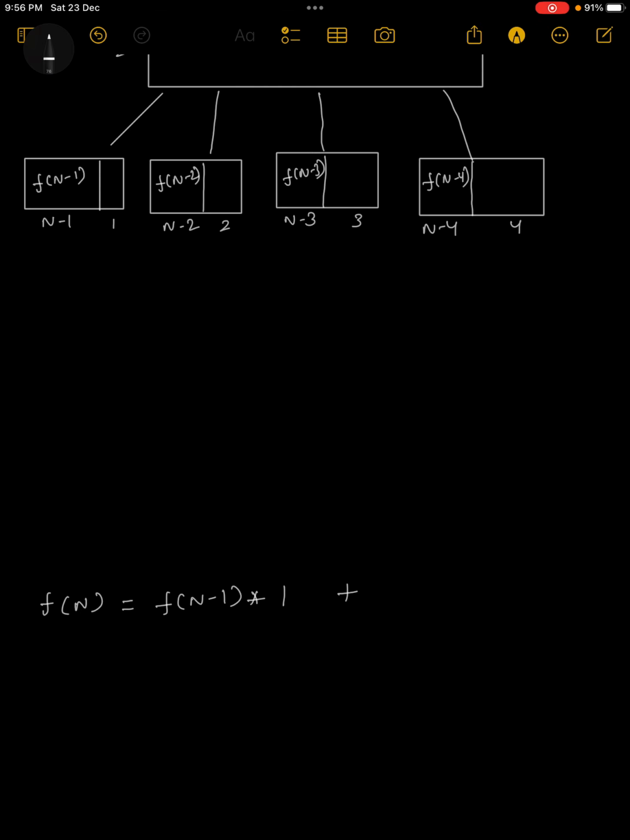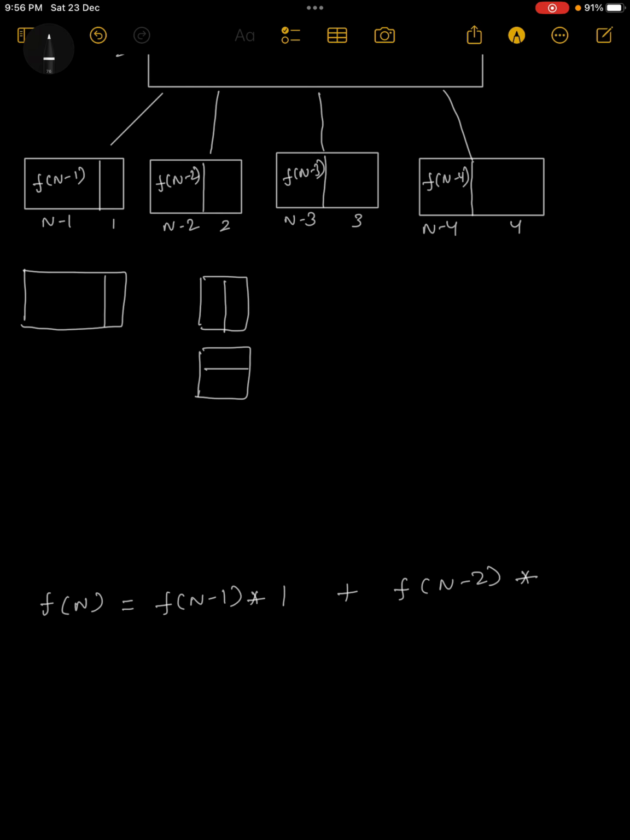Plus f of n minus 2 into the number of ways to tile the 2 cross 2 area. So what is the number of ways to tile a 2 cross 2 area? Basically there are only two ways, right? One way is two vertical dominoes, and another way is using horizontal dominoes, right? But if we look closely, we have already calculated the vertical way in n minus 1. How can we say that?